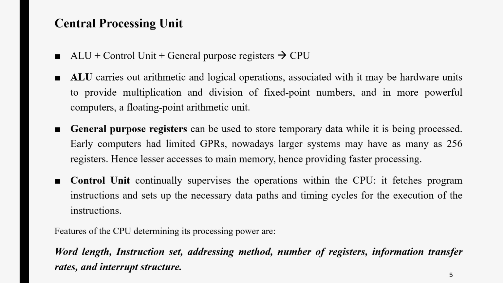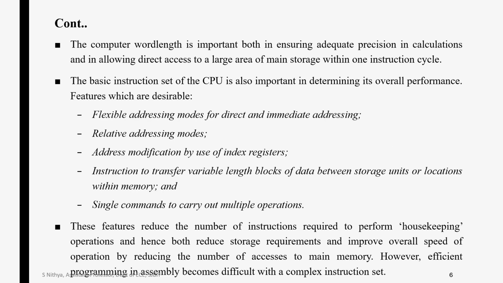Okay, so the features of the CPU which determine its processing power are the word length, instruction set, addressing methods, number of registers, information transfer rates, and interrupt structures. Now the word length is important both in ensuring adequate processing precision in calculations, and in allowing direct access to large data in the main storage within one instruction cycle.